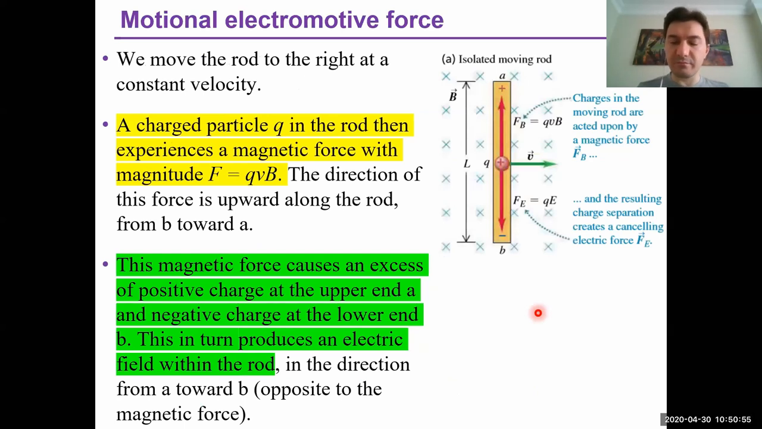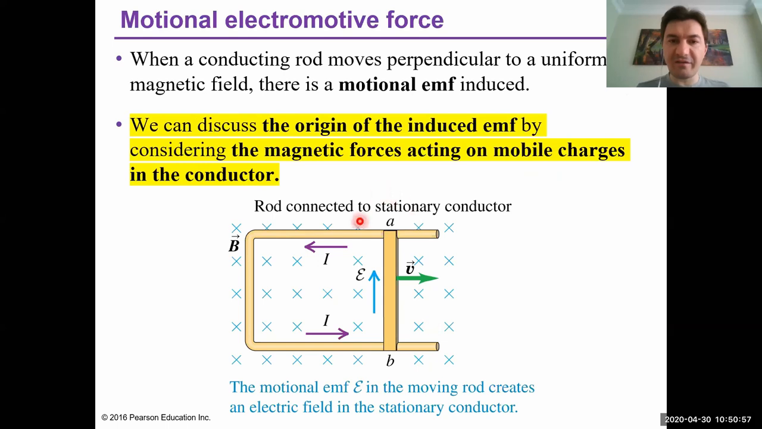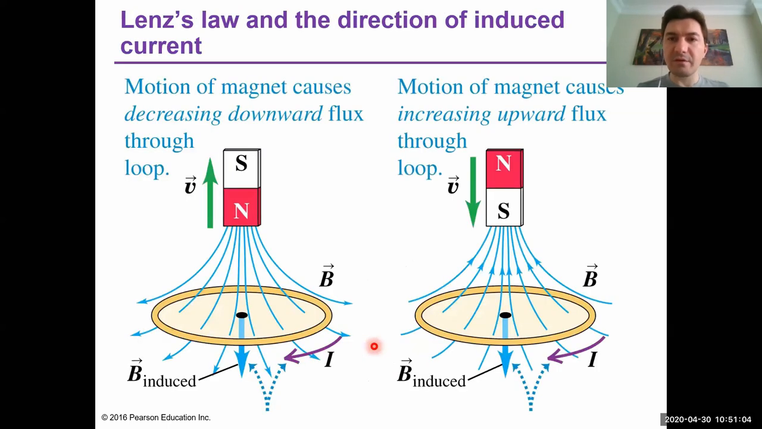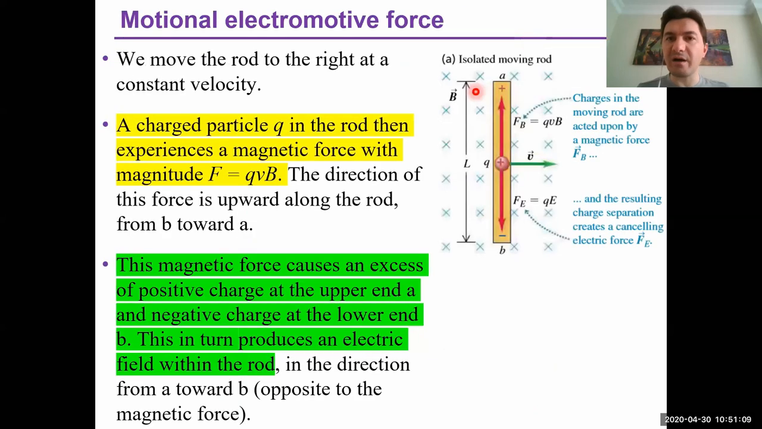I just take this rod and concentrate on this one. Now, there is no other conductor here, just this one, an isolated moving rod. We have a magnetic field, and the direction of the magnetic field is into the page. And we have a positive charge within that conductor, let's consider. This is point A of the conductor, this is point B of the conductor.